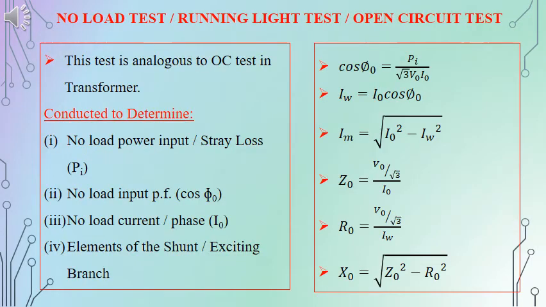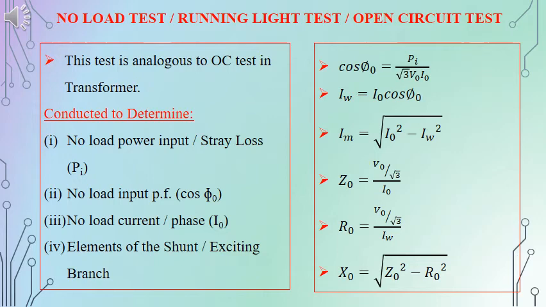As I had already mentioned, the no load test is the same as the open circuit test that we conduct on the transformer. We get the no load power input, and we can also calculate the no load power factor, no load current, and the elements corresponding to the shunt branch or the exciting branch of the equivalent circuit of the machine can be obtained from the no load test. We have the equation Pi is equal to root 3 V0 I0 cos phi 0.